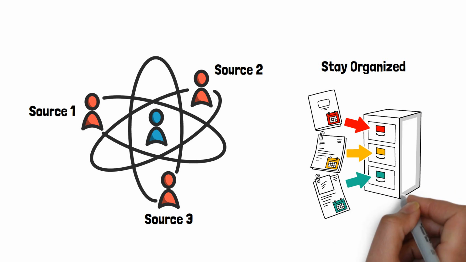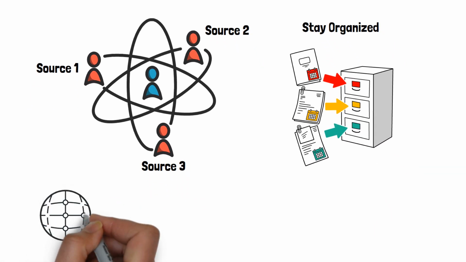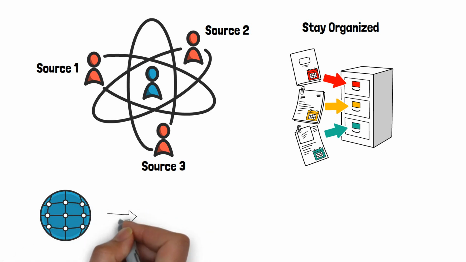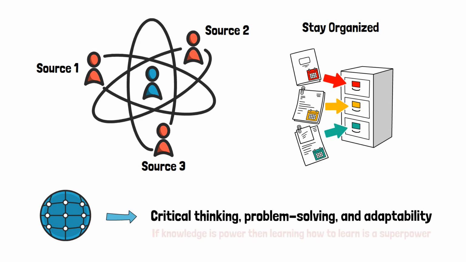In addition to helping you learn new things more effectively, meta-learning can also help you develop other important skills such as critical thinking, problem solving, and adaptability. These skills can be useful in a wide range of settings, including education, work, and personal life. By taking the time to learn how to learn more effectively, you can open doors that previously seemed impossible to open. Jim Quick, who is at the forefront of meta-learning, says it best. If knowledge is power, then learning how to learn is a superpower.